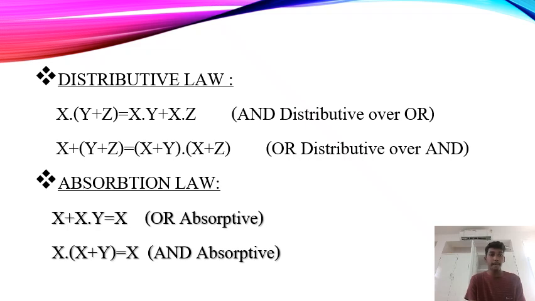Next, x plus y into z is called (x plus y) into (x plus z). It is OR distributive over AND, same as that one.